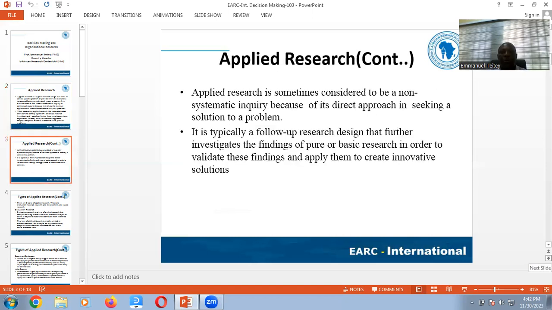Applied research continues. Applied research is sometimes considered to be non-systematic inquiry because of its direct approach in seeking solutions to a problem. It is typically a follow-up research design that further investigates the findings of a pure or basic research in order to validate these findings and apply them to create innovative solutions.